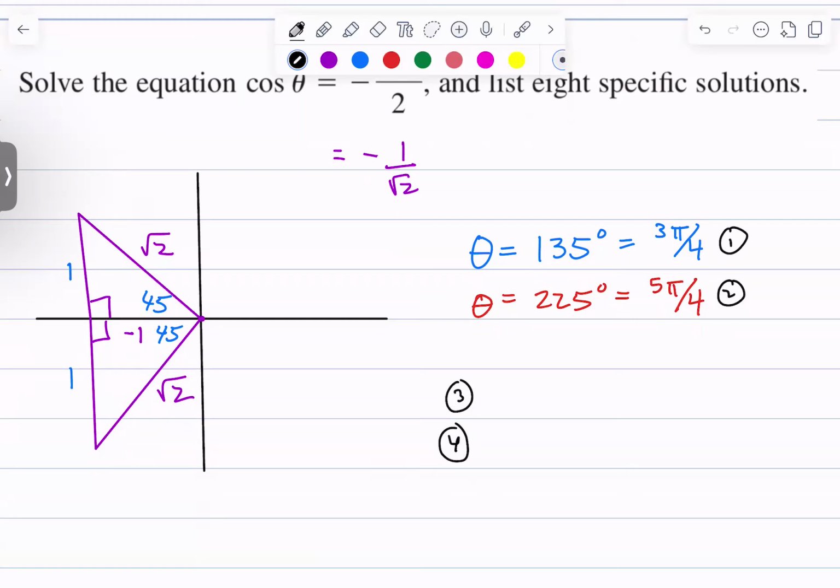Add 2 pi. So if I add 2 pi, 3 pi over 4 plus 2 pi, in terms of over 4, that's 8 pi over 4. So I can add 8 pi over 4, which is 11 pi over 4. Do the same thing with the 5 pi over 4 plus 8 pi over 4. That would be 13 pi over 4.